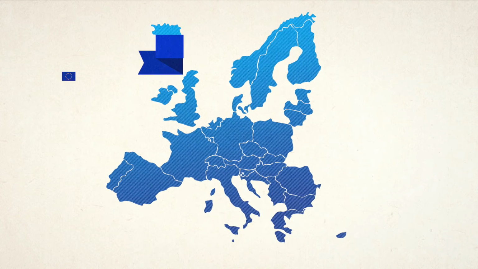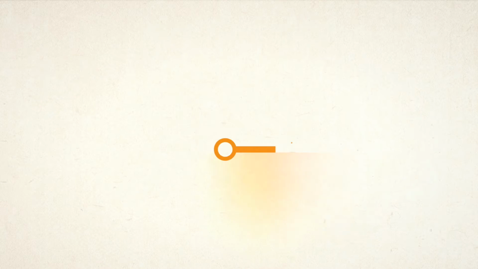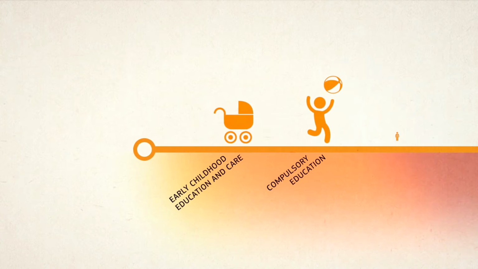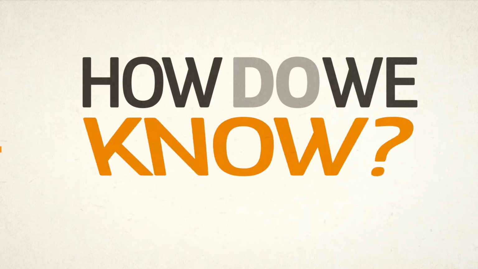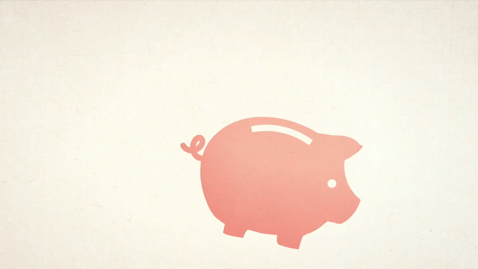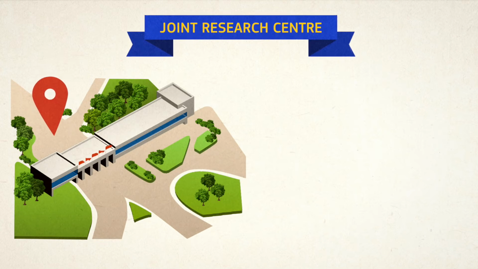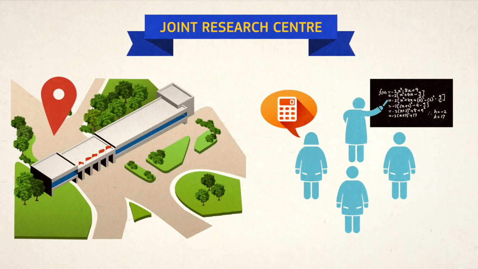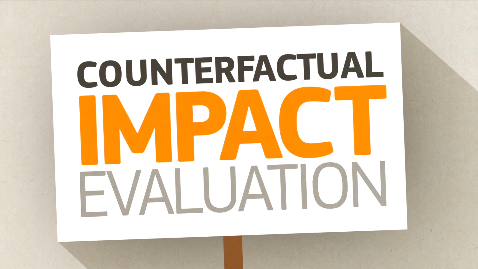The European Union finances thousands of projects meant to improve the lives of citizens, from the cradle to the labour market and beyond. But how do we know that these funds are spent in the most effective way? At the European Commission's Joint Research Centre, a group of scientists evaluates these programs using counterfactual impact evaluation methods.